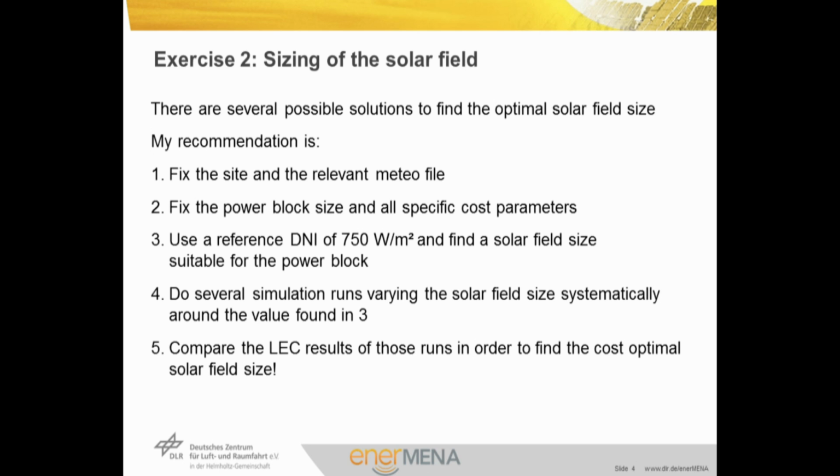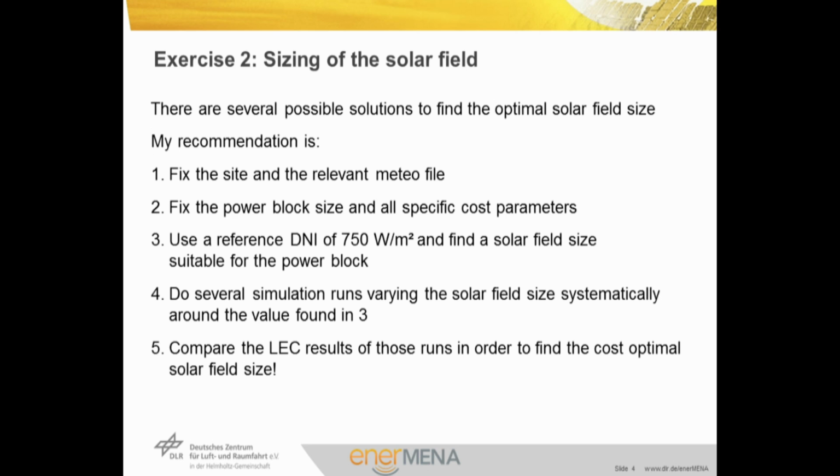But my recommendation is, first you have to fix the site itself and you have a relevant meteo file. Then you have to fix the power block size and all specific cost parameters. You should use a reference DNI of about 750 watt per square meter and find a solar field size suitable for the power block nominal input. After that, you may do several simulation runs varying the solar field size systematically around the value found under point 3. Afterwards, you make a table with the levelized electricity costs and the solar field size in order to find the cost optimal solar field size.